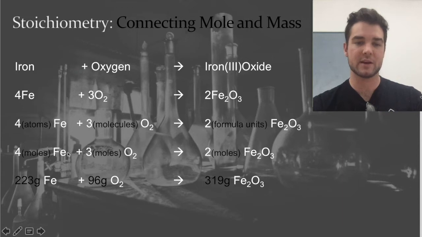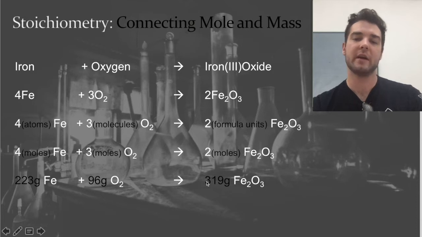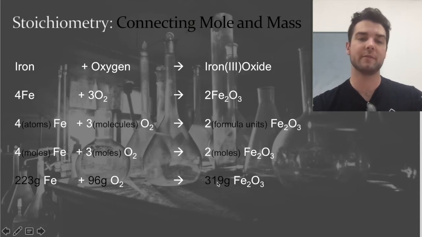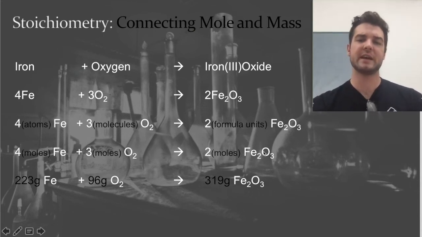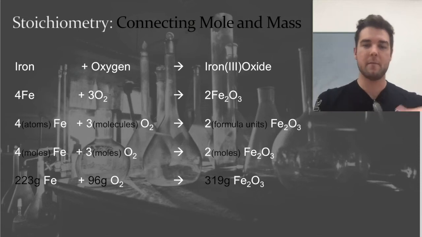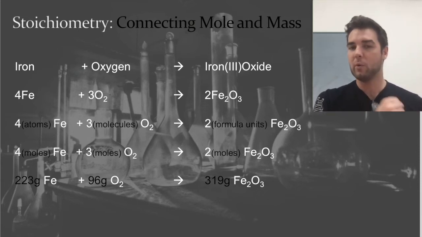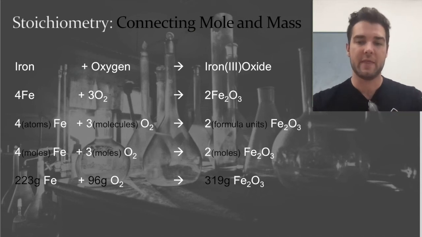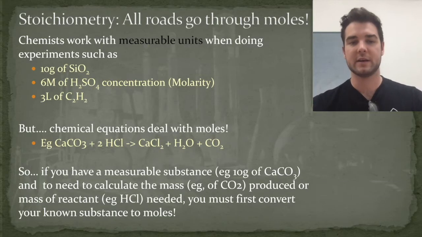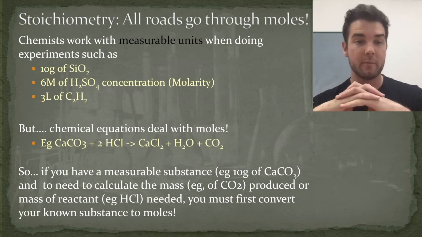Now this is the balanced reaction here. 223 grams plus 96 grams gives 319 grams. But what if I have only 100 grams of iron? How many grams of iron oxide am I going to make? It's actually a little complicated. So what chemists do is they go from the grams they have back to moles, then do a mole-to-mole conversion, sometimes called a mole ratio, and then get the answer back into a measurable quantity again, such as grams, and that's what they do for their answer. Let me explain a little bit more, and we'll do a few examples in a moment.